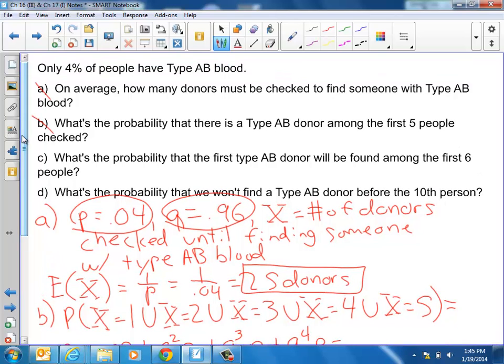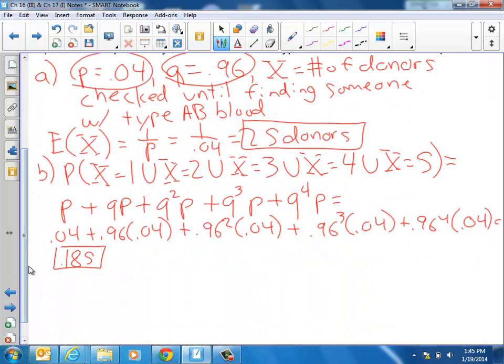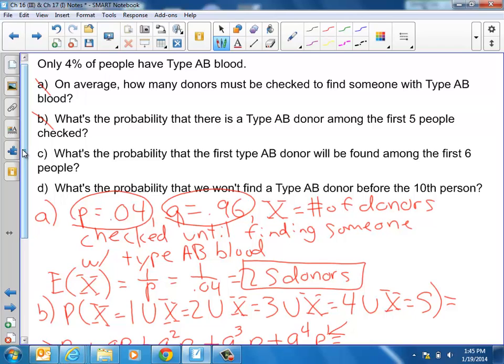C actually is almost the exact same problem, only with an additional use of the geometric model. Instead of this that we wrote out right here, we would just add at the tail end right here 5 failures then a success to find the probability that the first type AB donor will be found among the first 6 people. So I'm going to skip that because it's almost identical to B.